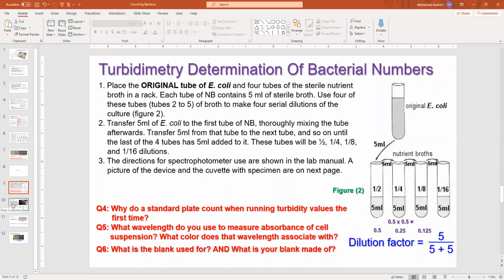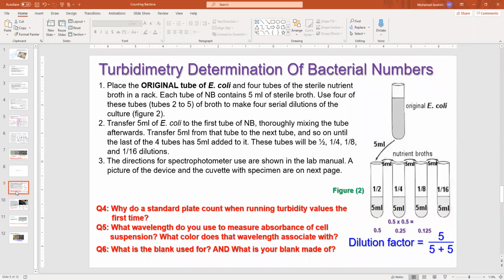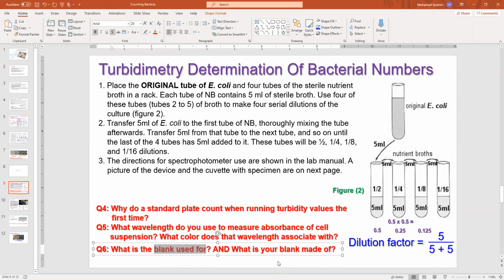And on the questions for this lab, let's see, question 6. What is the blank used for, and what is the blank made of? Seeing as both of these experiments use blanks, are you referring to the spectrophotometer? Yes. Okay, just making sure. When I say the word blank here, it is mainly for a spectrophotometer. I don't use any blank for anything else. When I do standard plating, I don't use a blank. It's only associated with the spectrophotometer, yes.